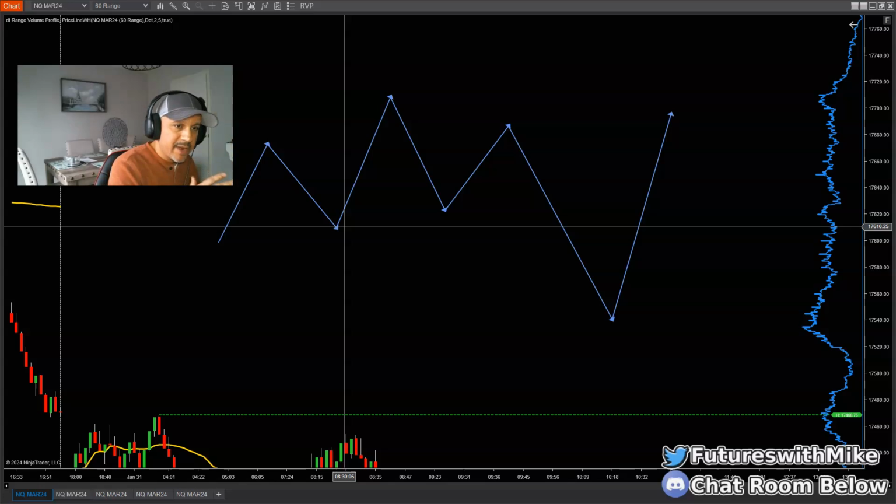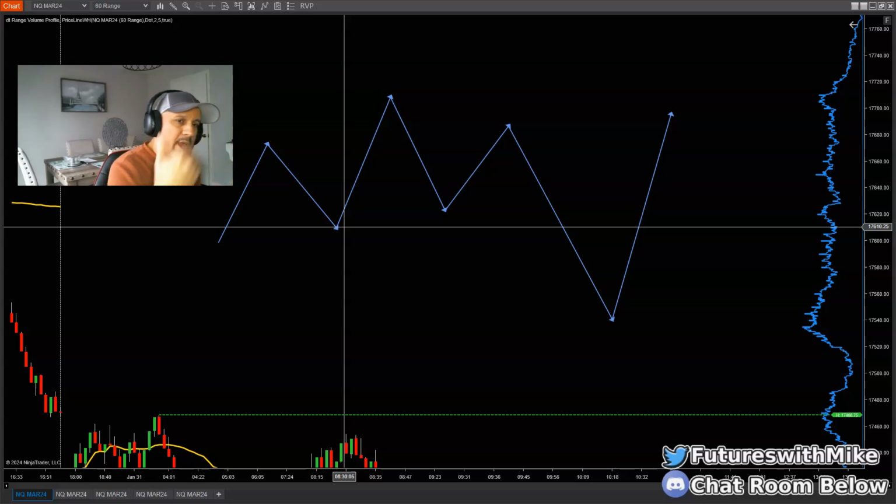The higher time frame for me is my 60 range chart, and my lower base or lower time frame chart is the 12 range chart. When that happens, we're back in movement in the same direction on two charts.